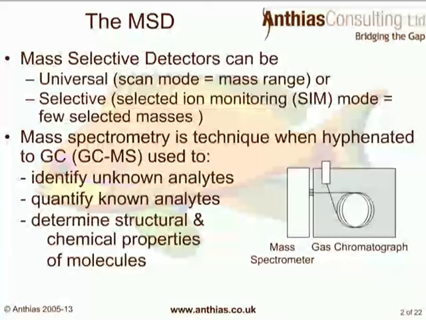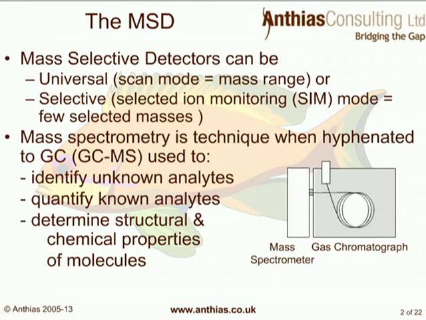So first of all, mass selective detectors, or mass spectrometers, can be universal. That means we're running them in scan mode, and we're looking across a certain mass range. Or they could be selective. For example, we're using SIM mode, which is a selected ion monitoring mode, where we're only looking at a few selected masses that we're interested in, and these are representative of the compound that we're interested in in our analysis.